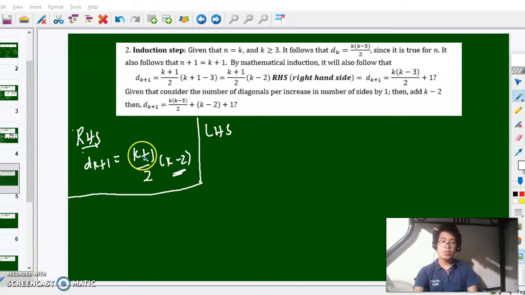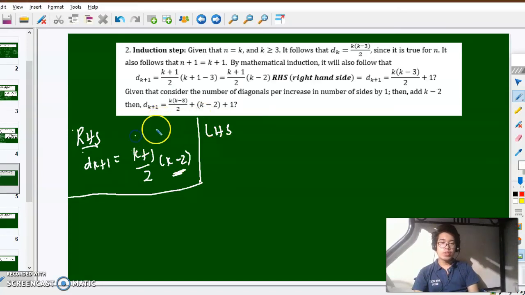Again, we substituted the value of k here. Since this is an induction, it's for k, so that's going to be k plus 1 all over 2. And for this one, we have to substitute k plus 1. And then k plus 1 minus 3, since that's the formula for the diagonal. So k plus 1 minus 3, you get k minus 2. Okay, so the right hand side is already good.